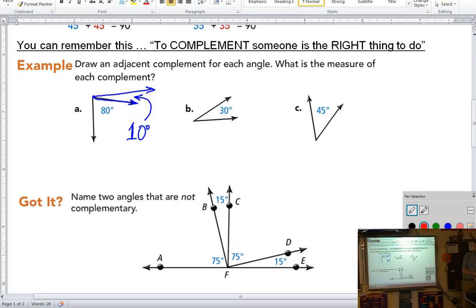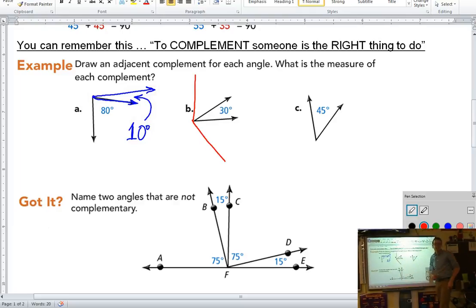What about B? Draw that on your own and notate it with how big it would be. And C, draw that on your own and notate how big it would be. So you're trying to make perfect right angles. You can either draw down to make the perfect right angle or draw up to make the right angle.